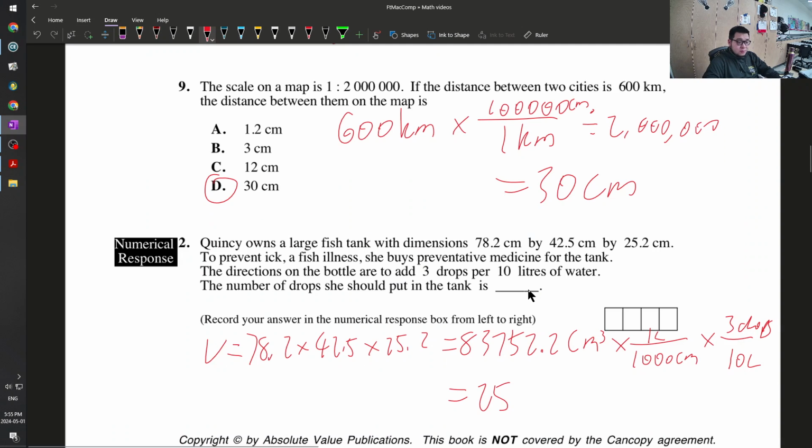Is rounding good? Yep, rounding is good. 25 drops. So again, all the units just cancel out. Centimeter cubed and centimeter, oops, missed a cube here, cancels out. Liters and liters cancel out. You're left with drops.